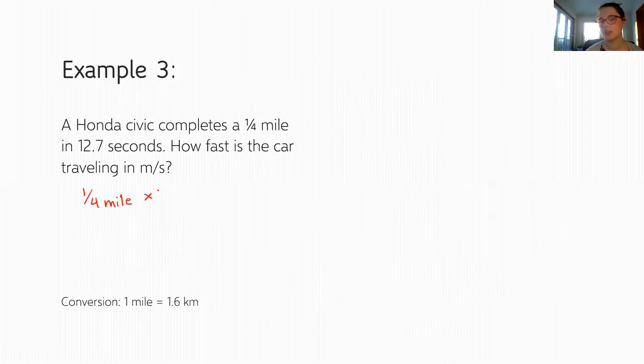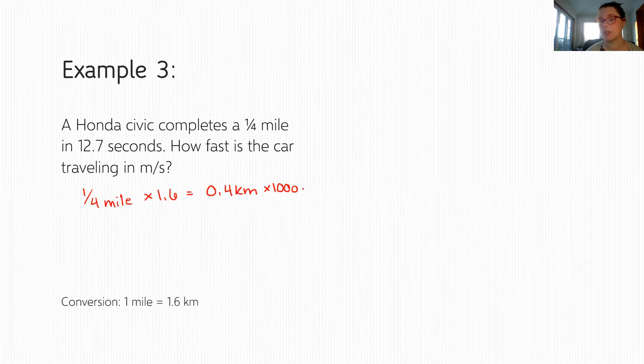So a quarter mile times 1.6 will give us how many kilometers? And we get 0.4 kilometers. There's 1,000 meters in a kilometer, so we multiply by 1,000 and we get 400 meters. So a quarter mile is 400 meters. I want to know how fast the car is traveling. So there's our distance. Time is 12.7.